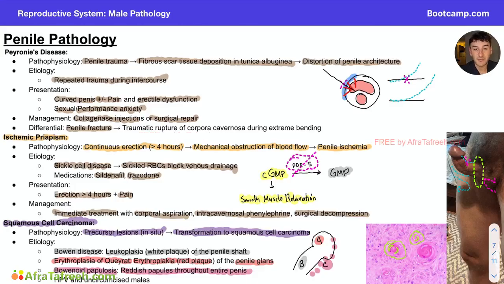And in terms of some risk factors for developing squamous cell carcinoma or these precursor lesions, it's important to know that this can be caused by HPV and it's going to be more common in uncircumcised males.